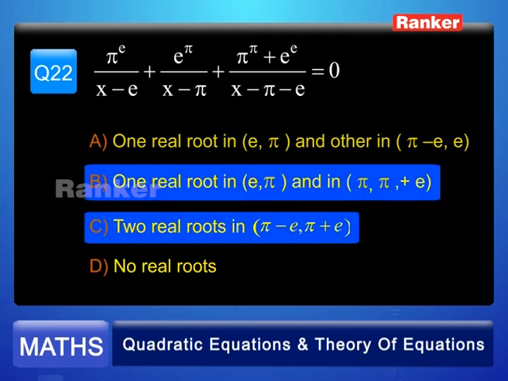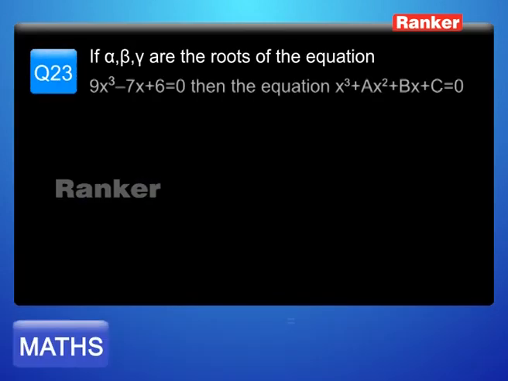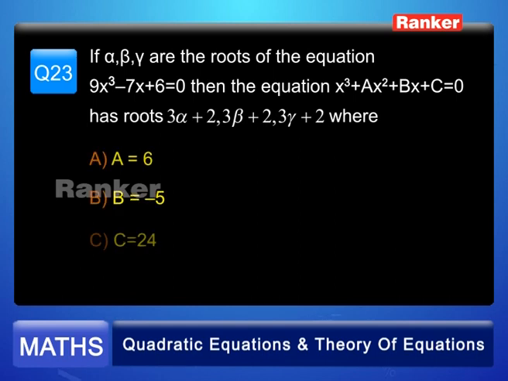The next question is, if alpha, beta, gamma are the roots of the equation 9x cube minus 7x plus 6 equal to 0, then the equation x cube plus ax square plus bx plus c is equal to 0 has the roots 3 alpha plus 2, 3 beta plus 2 and 3 gamma plus 2. The first option, A is equal to 6, B is equal to minus 5, C is equal to 24, and the fourth option is A plus B plus C is 23.